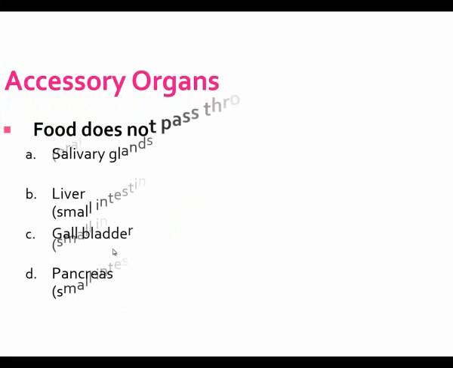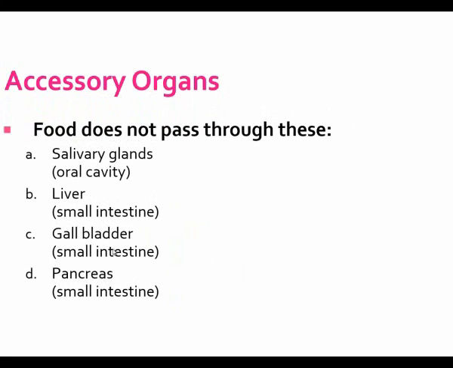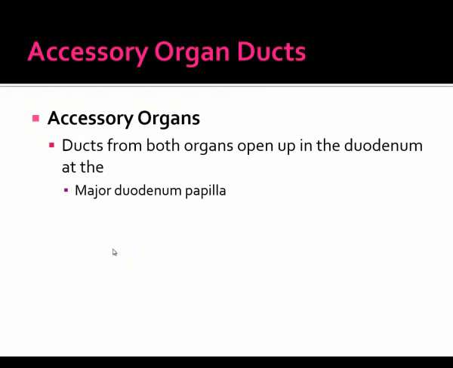And then we have our accessory organs. Now remember, accessory organs are organs that the bolus or the food does not pass through. So we talked about salivary glands already, so I'm not going to go back to that. But we'll talk about the liver, the gallbladder, and the pancreas. And before we do that, we do have some ducts that are going to be opening up to allow for the digestive juices, if you will, that are coming from the liver, the pancreas, and the gallbladder to be released.